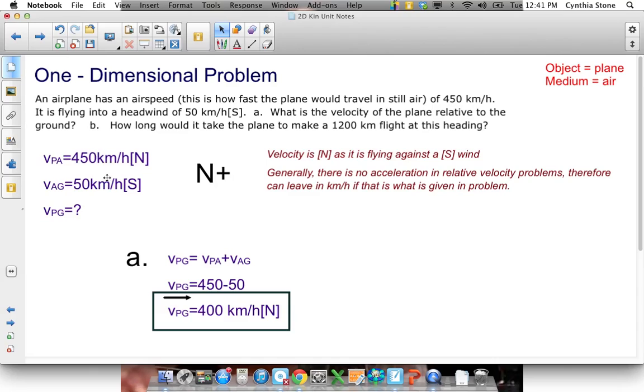Okay, so here's the information. We're given airspeed, we're given wind speed. It's just the vector add. If you call north positive, because of the headwind, the plane ends up only going 400 kilometers per hour north instead of 450, right? This is another little note, by the way. As I said, we don't use acceleration with relative velocity questions. So normally where I say you have to go into meters per second, in these questions you can leave it as kilometers per hour.